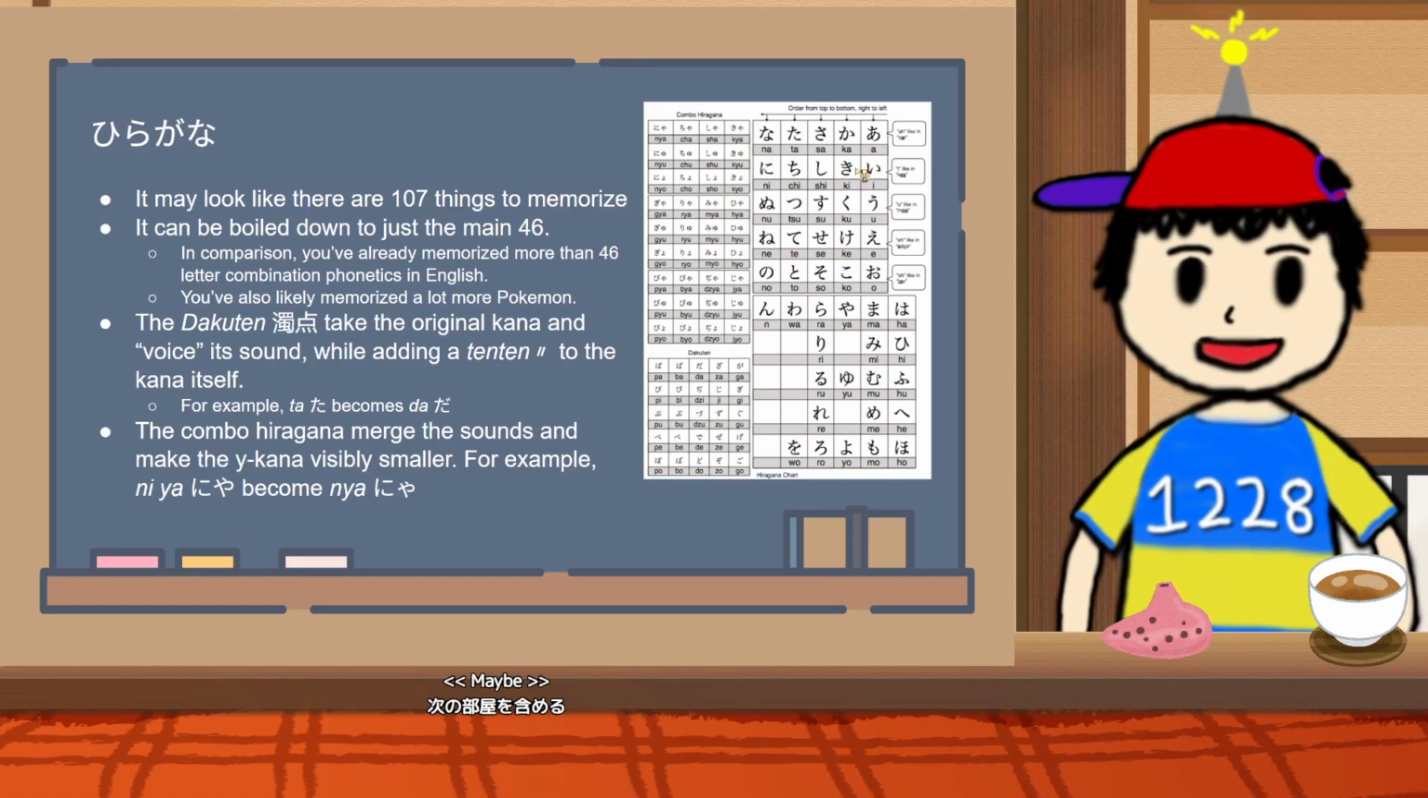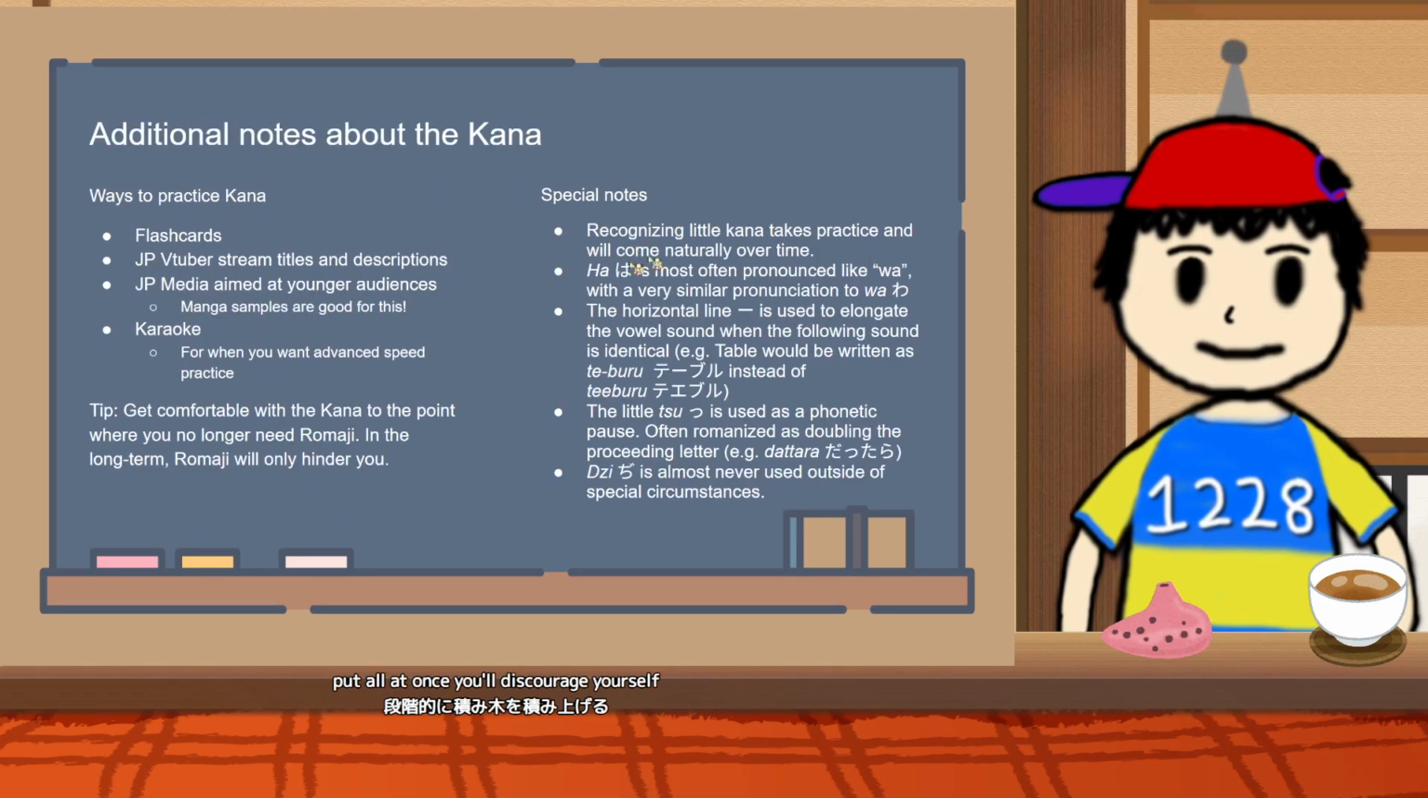Maybe focus on that row and then include both and build your way up. Building blocks, step by step. Don't do it all at once. You'll discourage yourself. Steady, easy. It'll come naturally over time. Trust me when I say, the more you practice Japanese, the kana will be as simple as breathing.